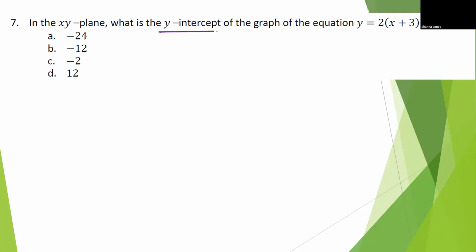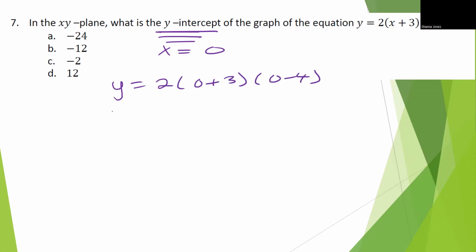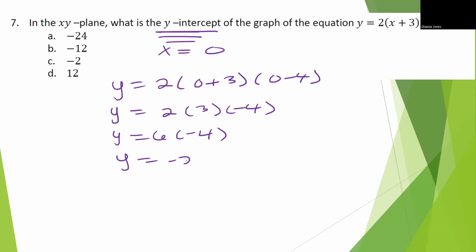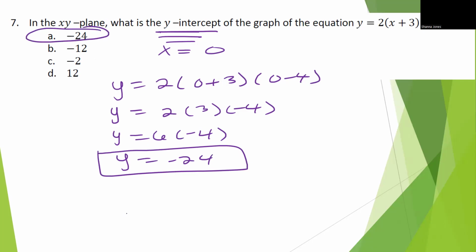Let's talk about y-intercept. Anytime it tells you to find the y-intercept, that means let x equal 0. Anytime it tells you to find the y-intercept, that means you're plugging in 0 for x. Everywhere that there's an x, you put a 0. So we get y equals 2 times 0 plus 3 and 0 minus 4. So y equals 2 times 3 times negative 4. So y equals 6 times negative 4. And therefore y equals negative 24. And that is why it is 8.